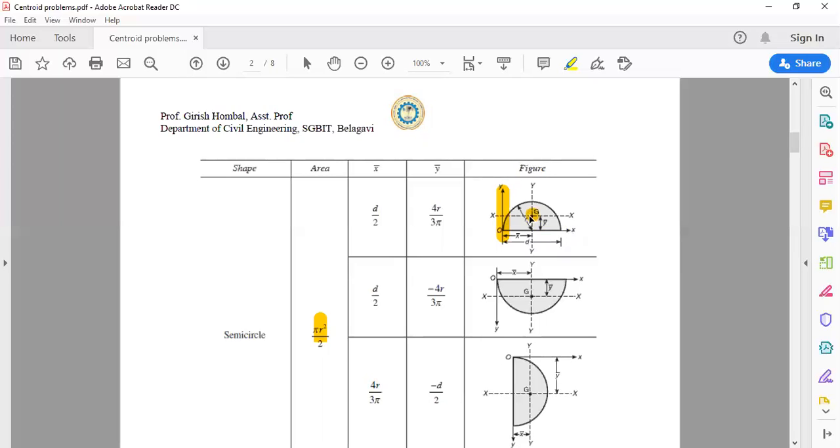We need to measure the distance of this centroid from y-axis to get x bar. We need to measure the distance of this centroid from x-axis to get y bar. Now what is x bar? So the distance of this centroid from y-axis is exactly half of diameter. It is either d by 2 or it is r.